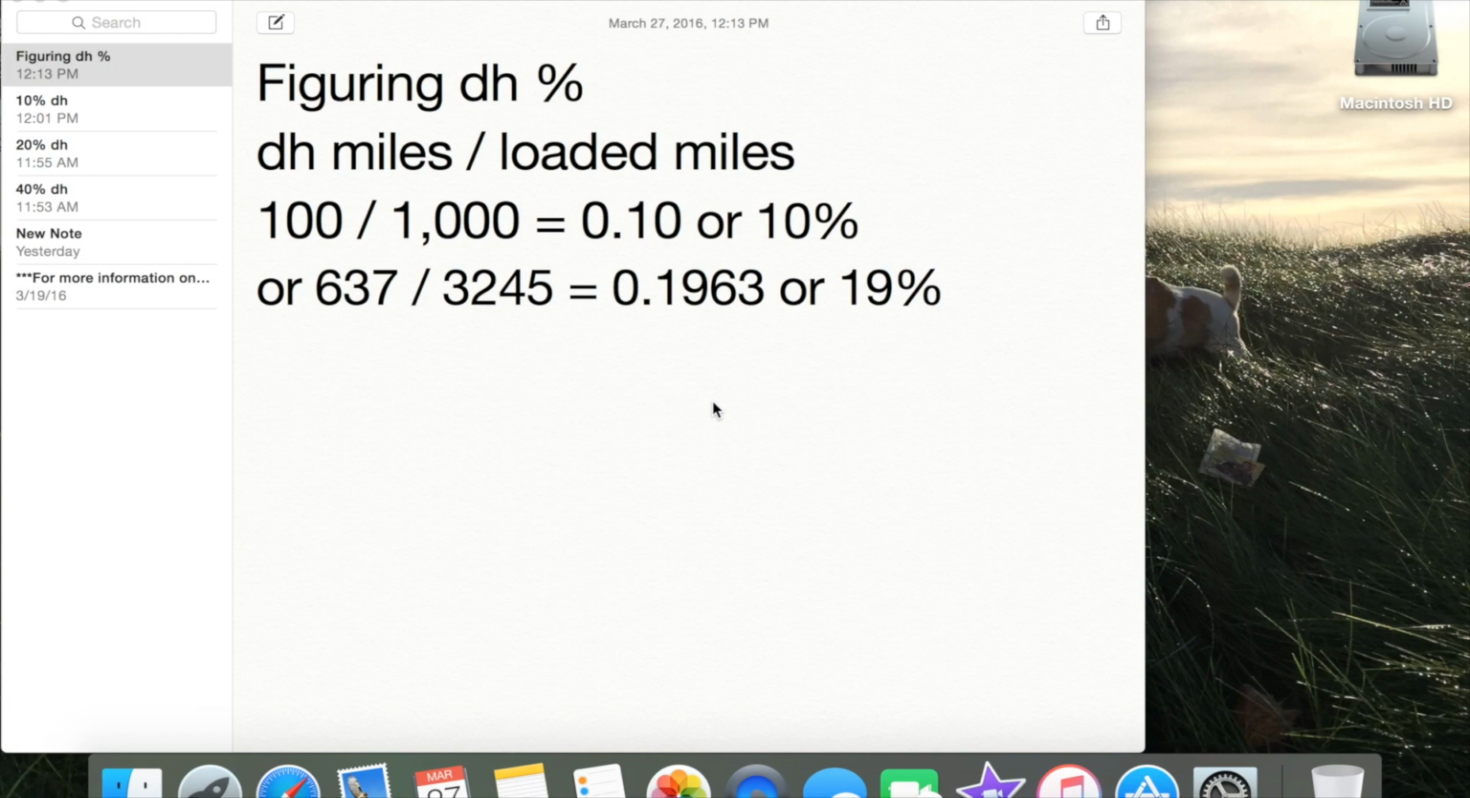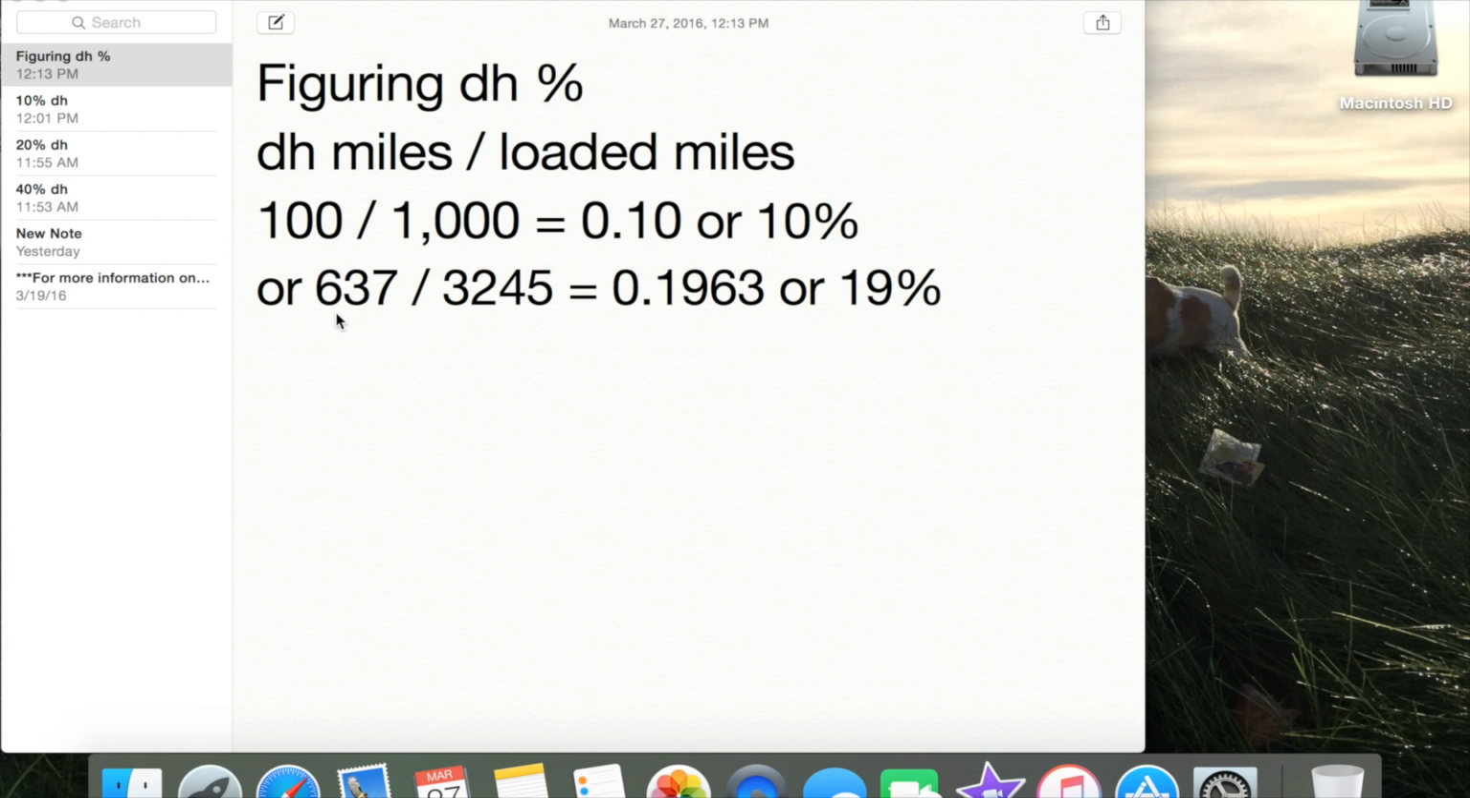Hey everyone, I wanted to give a quick explanation on how to calculate deadhead percentage and how it affects your deadhead rate. Right here you can see we have deadhead miles. You would divide that by your loaded miles. So if we had 100 miles deadhead to pick up a 1,000 loaded mile load, this is how you put it in your calculator: 100 divided by 1,000 gives you 0.10, and you move the decimal over 2, and that gives you 10%.